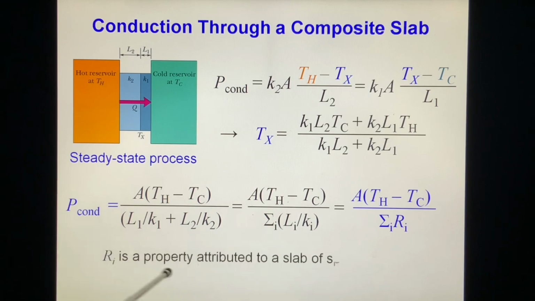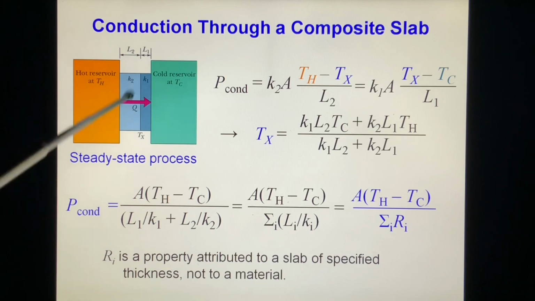This R value is a property attributed to a slab of a specific thickness, not a material, because for the same material with a different thickness, R will be different. The second way is convection.